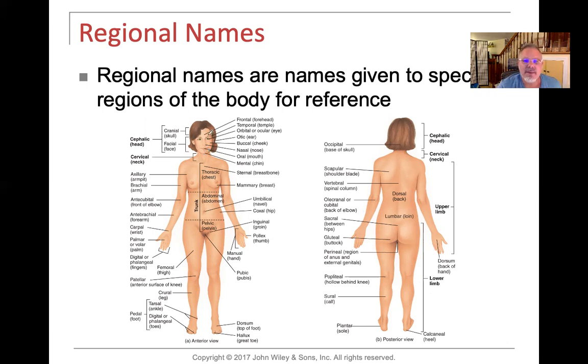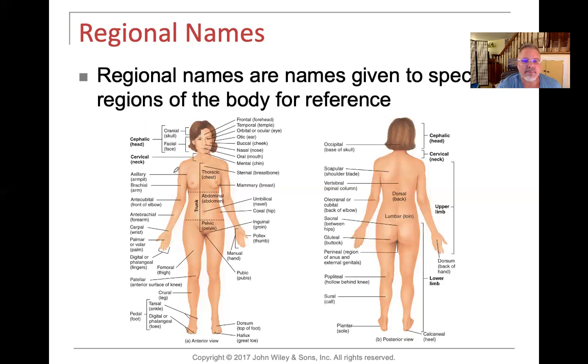Here, the cranium and the face combined is called the cephalic region. Cephalic really means head. The neck is called the cervix. Now let's look at the trunk, which is composed of the chest, which is the thoracic region, the abdominal region, and then the pelvic region. The belly button is called the umbilical. The breast is called the mammary, and the chest bone or the breastbone is called the sternum.